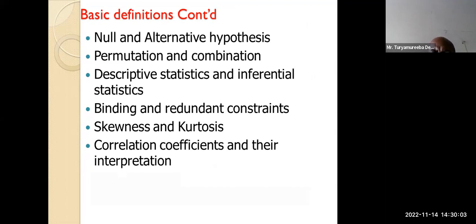permutation and combinations, those are very key. You have to understand them, because the arrangements and combinations, they help us in determining some probabilities. In determining the number of arrangements, it can help you to know the number of items you are going to deal with. For example, you are making number plates of vehicles. Descriptive statistics and inferential statistics, binding and redundant constraints in linear programming, you have to understand them, and you can be able to identify, you can be able to explain. Skewness and kurtosis, correlation coefficients and their interpretation.